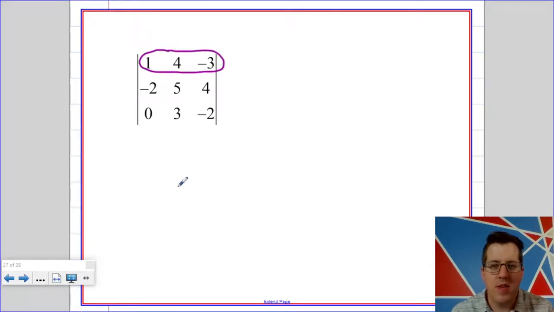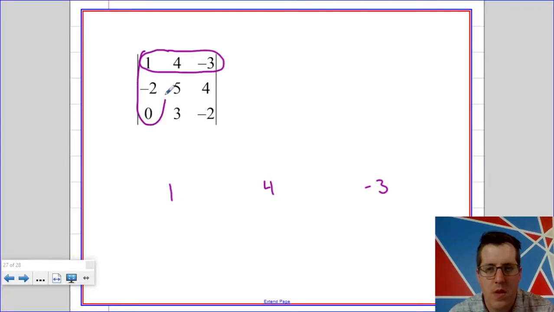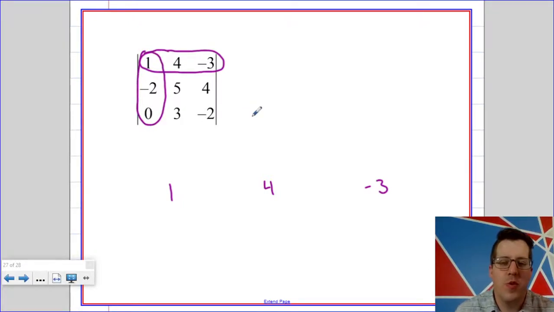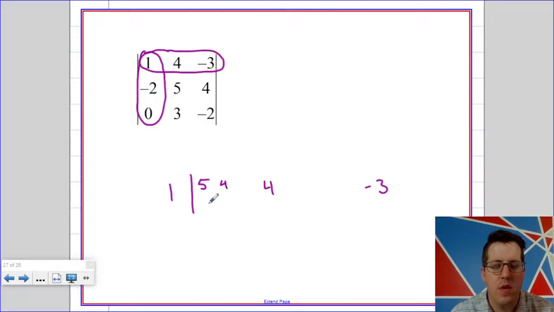The elements of the top row are 1 and 4 and -3. Now, I want you to think about the matrix that is formed if you eliminate 1's row and column. That matrix would be 5, 4, 3, -2.